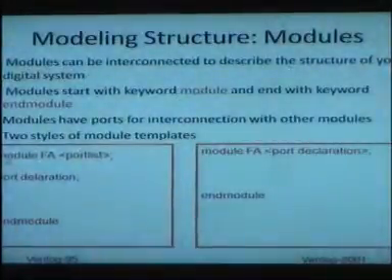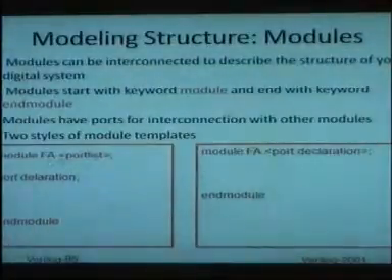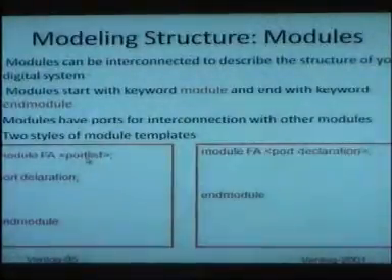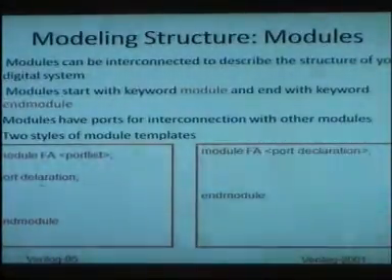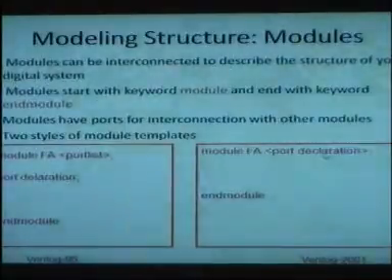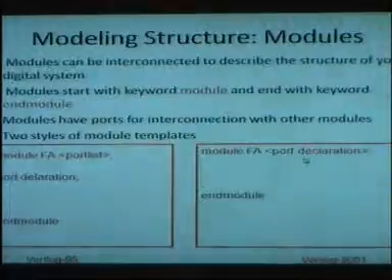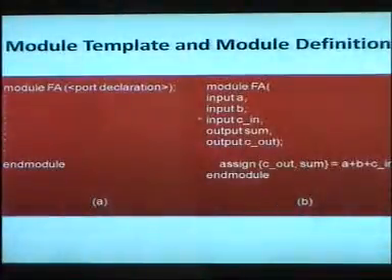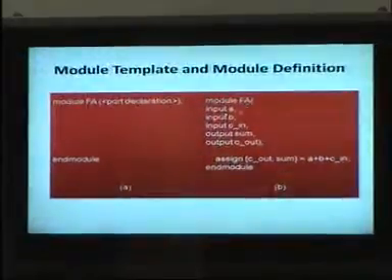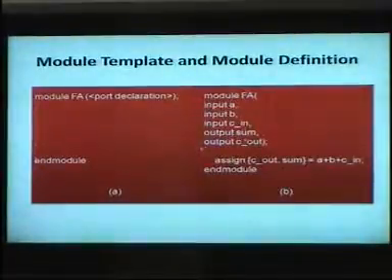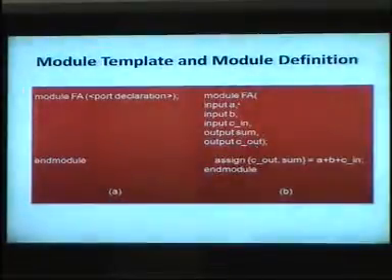For a module, you write module, you write its name, and you give a port list. There are two ways to define the port list. Either you give the port list and declare it separately, or you declare the ports as you do in C, right in the module definition. This is an example where you say module full adder, input A, input B, input C carry in, output sum, output C out. So this is how a module is defined, declared.